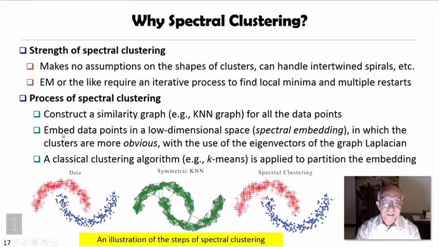Then we can embed the data points in a low-dimensional space using spectral clustering embedding. What is this? Essentially, we compute the graph Laplacian and then compute the eigenvectors of such a graph Laplacian. After this embedding, the cluster structures become more obvious. Then we will be able to apply a classical clustering algorithm like k-means on these embeddings. That means we will be able to partition the embedded graph into nice clusters. So this is the general idea.